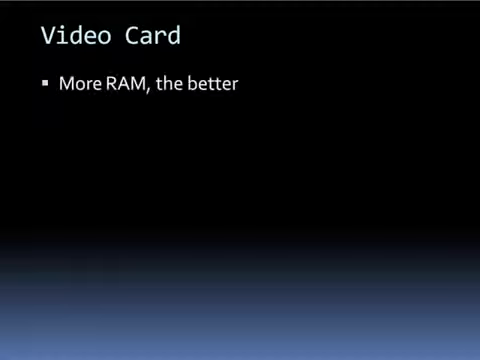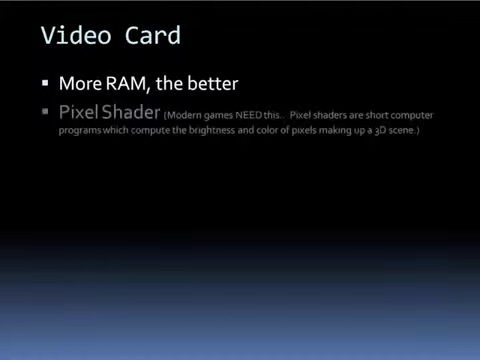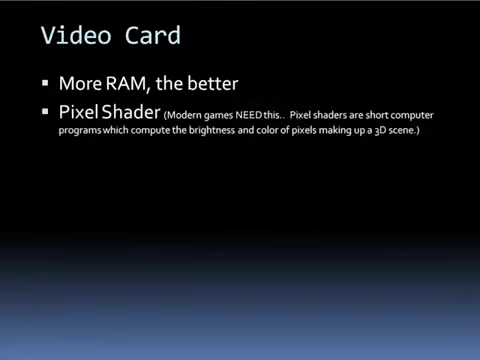Now let's look at the video card. The more RAM you can throw at the video card, typically the better, because it does a lot of processing, especially if you like to play games. A pixel shader is something modern games need. Pixel shaders are kind of short computer programs that control the brightness and the color of the pixels making up the 3D scene.